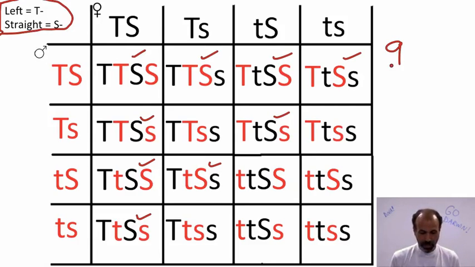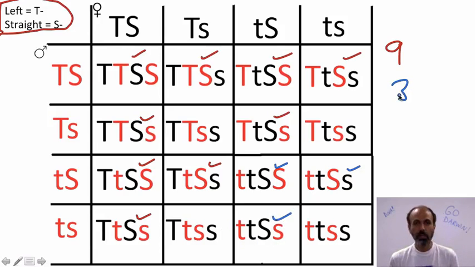Okay. How many would be right thumb on top, straight? So in this case, right thumb on top straight would be little t but big S. Little t but big S would be this one, this one, there, those three. Okay, so we have three that are dominant for one, recessive for the other.